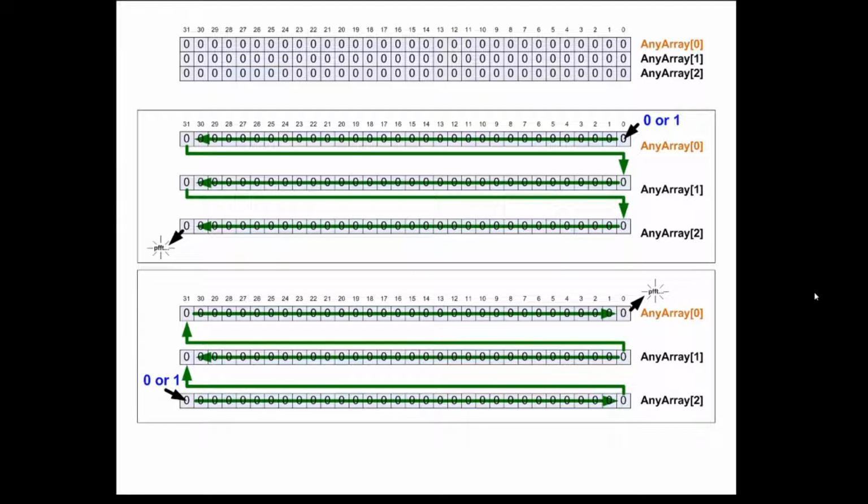If you were going to consider the sequence of the top diagram with the green arrows, the first thing that's going to happen is bit 31 of any array 2 is going to pop out into bit space. Then bit 30 is going to move into 31, 29 to 30, 28 to 29, and so on, all the way over to the right. Bit 0 of any array 2 is going to move into bit 1, and then bit 31 of any array 1 is going to move into bit 0 of any array 2, and so forth, all the way back to the beginning of any array 0.